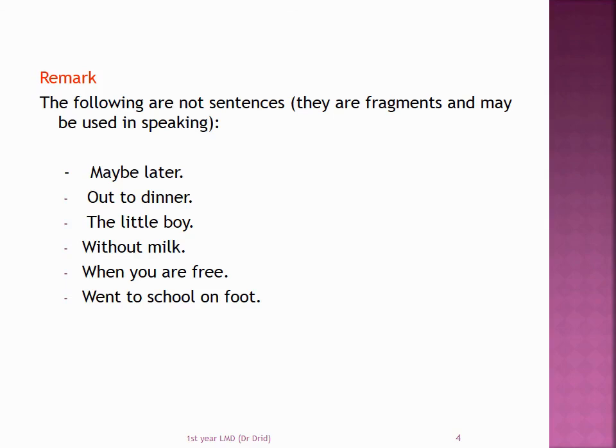So this is not a simple sentence. Went to school on foot. This is a predicate without a subject. It starts with the verb, but there is no subject. There is no theme in this group of words. So when writing in English, avoid writing examples like this in your text. They should not appear in your text. They are wrong.